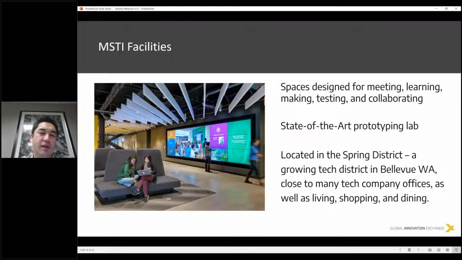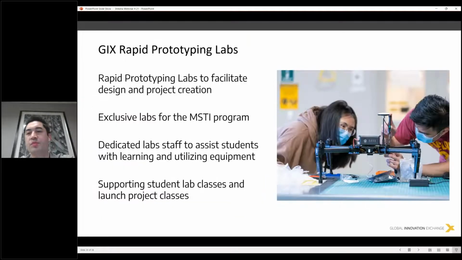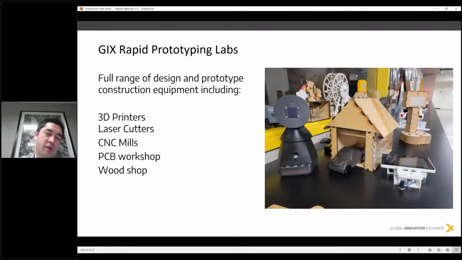And we have a lot of labs that are able to facilitate all of these projects that you've seen. So we have exclusive labs just for our program with lab staff to assist the students to learn and utilize all the equipment, which the students will also learn through their classes. Because we have a full range of prototype construction equipment with 3D printers, of course, laser cutters, CNC mills. We have a full PCB workshop where students can print their own circuit boards.